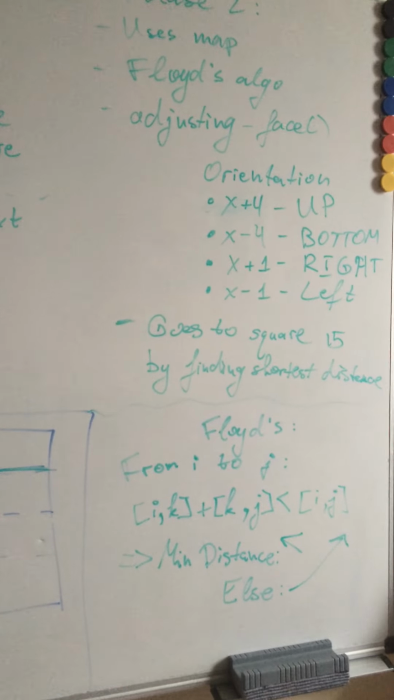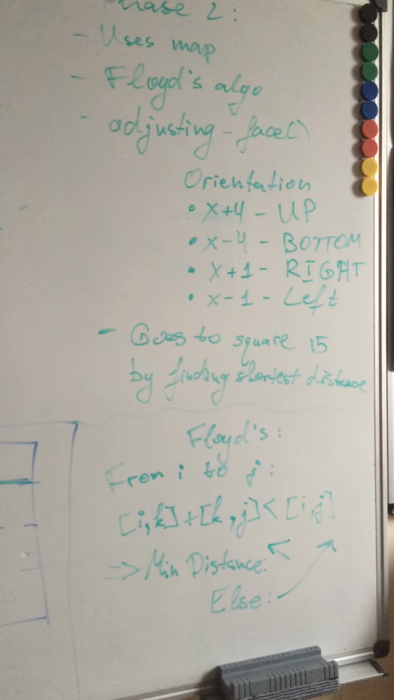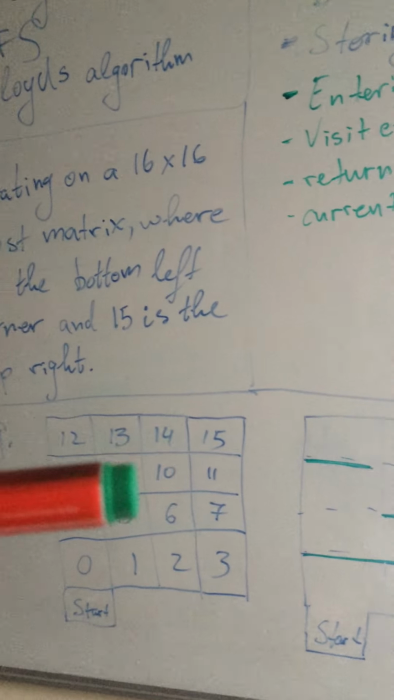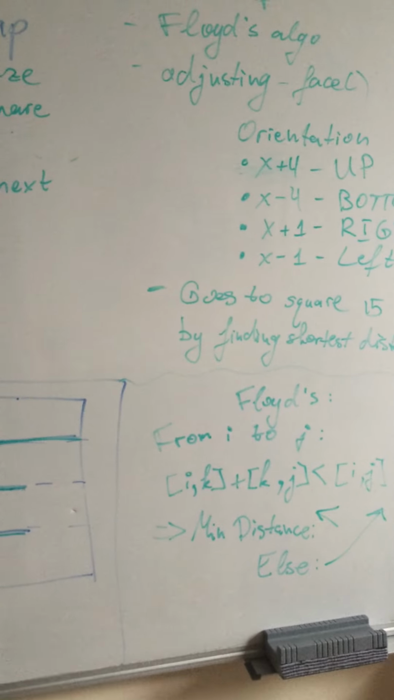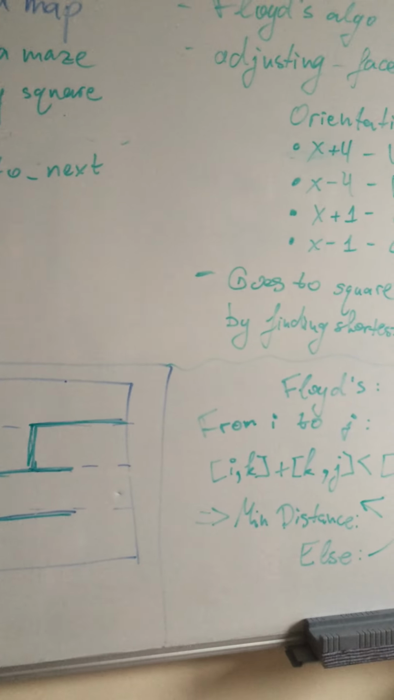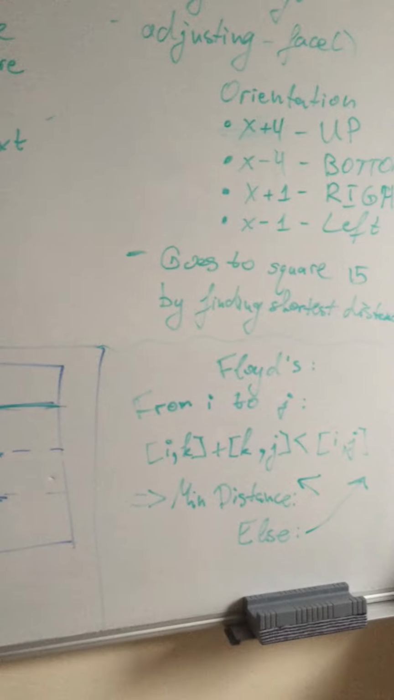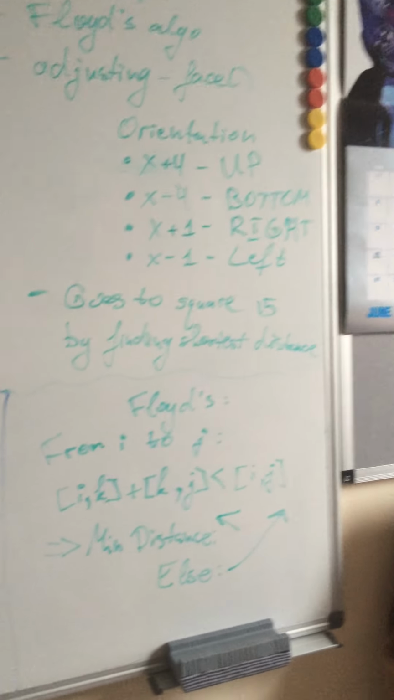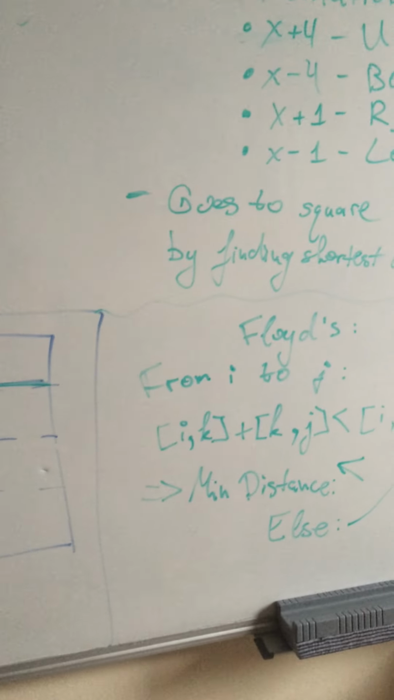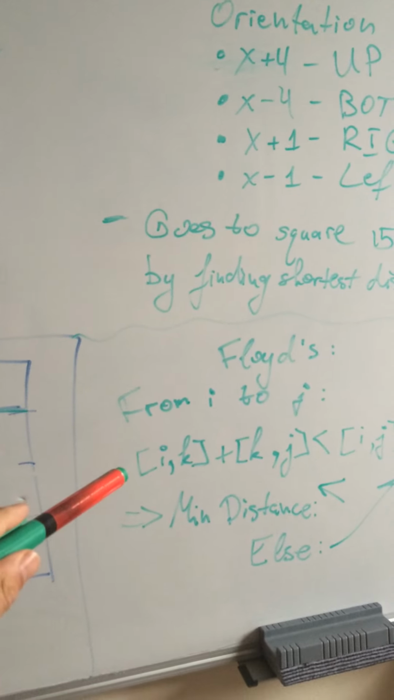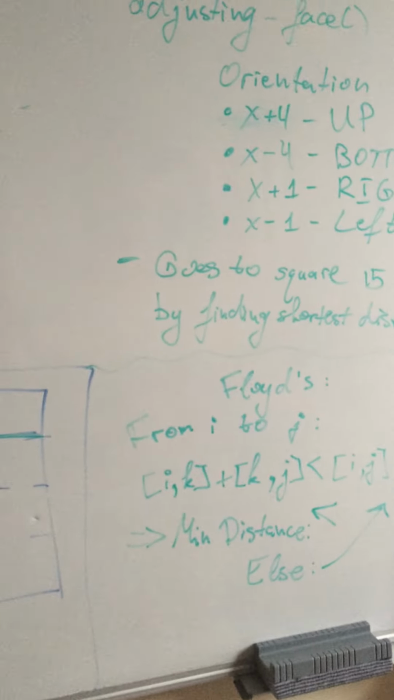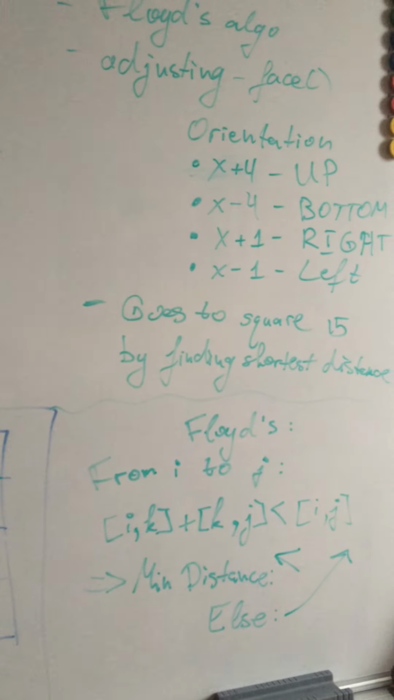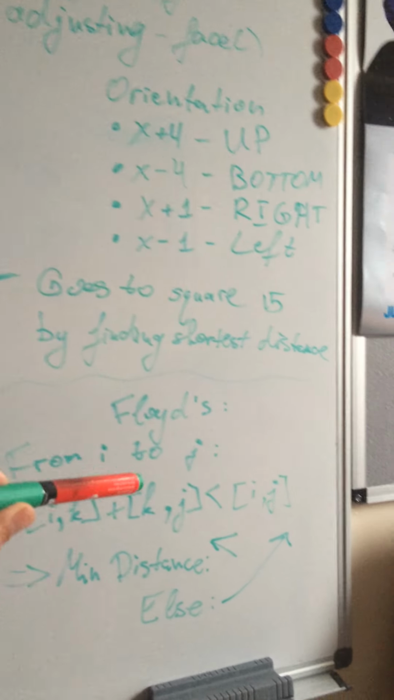So in order to complete the task, as I mentioned, we're using Floyd's algorithm to go to number 15, which is the diagonal from the starting position. So we're using the minimum distance, the Floyd algorithm. In order to go from i to j, for example from 0 to 15, we consider if ik plus kj is less than ij, it takes up the minimum distance, else it takes up the ij path.